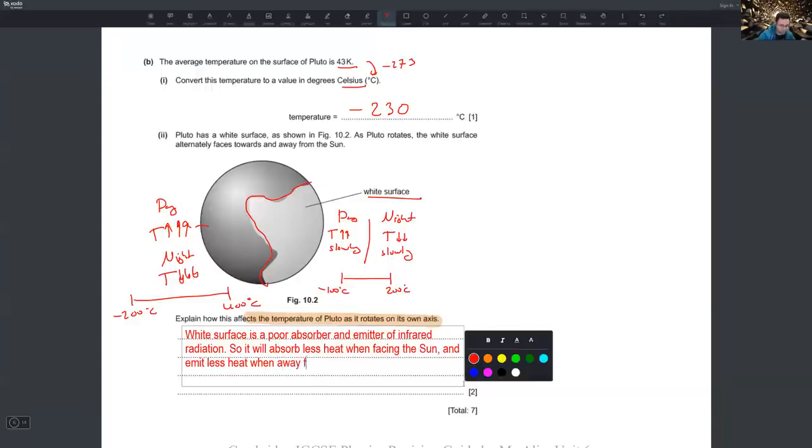away from the sun. Of course, we didn't mention temperature, so let's mention temperature. Absorb less heat when facing the sun. So it will have a smaller temperature rise.